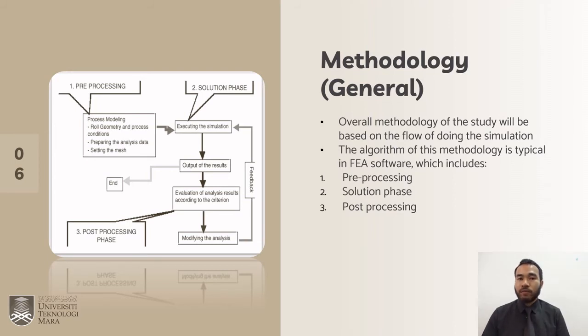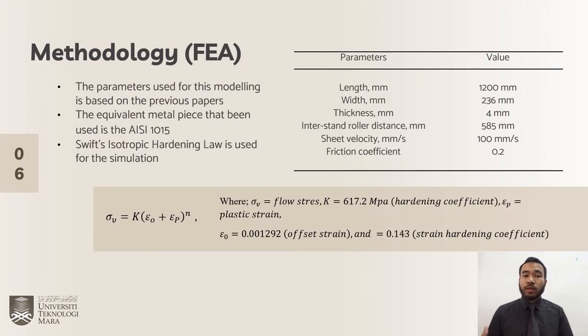The pre-processing phase involves mainly the modeling and the meshing of the rollers and the sheet itself. The solution phase is done after the modeling, enabling the solver to solve the analysis. The post-processing phase refers to the final result, from which we can obtain the data and sheet analysis of the manufacturing process. Keep in mind that a fine-tuning process is also included here, where certain parameters are modified to satisfy the result. For the next methodology, it is focused on the FEA software.